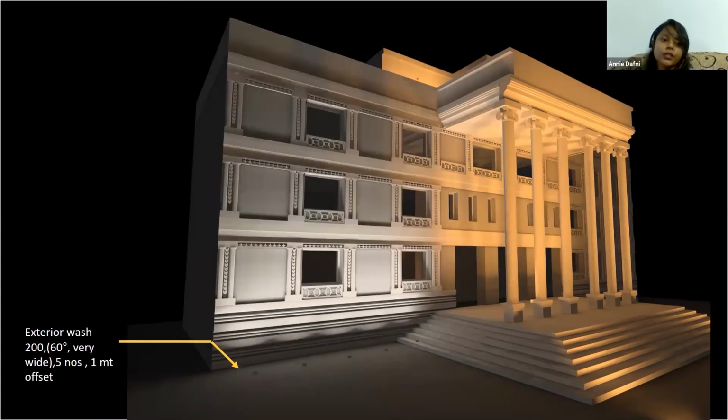And if I further increase the beam angle from wide to very wide, then I can further reduce the number of fixtures. So from 11, I've gone down to 5. I'm getting a uniform lighting distribution, but the light is not really able to reach the top of the structure as well as it did in the previous examples.